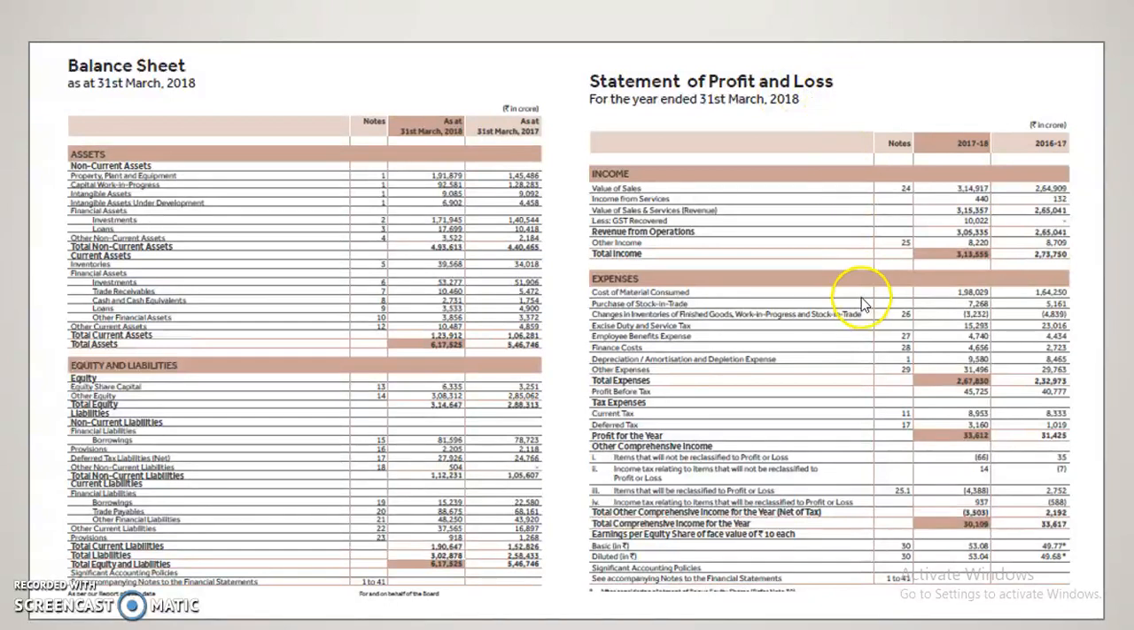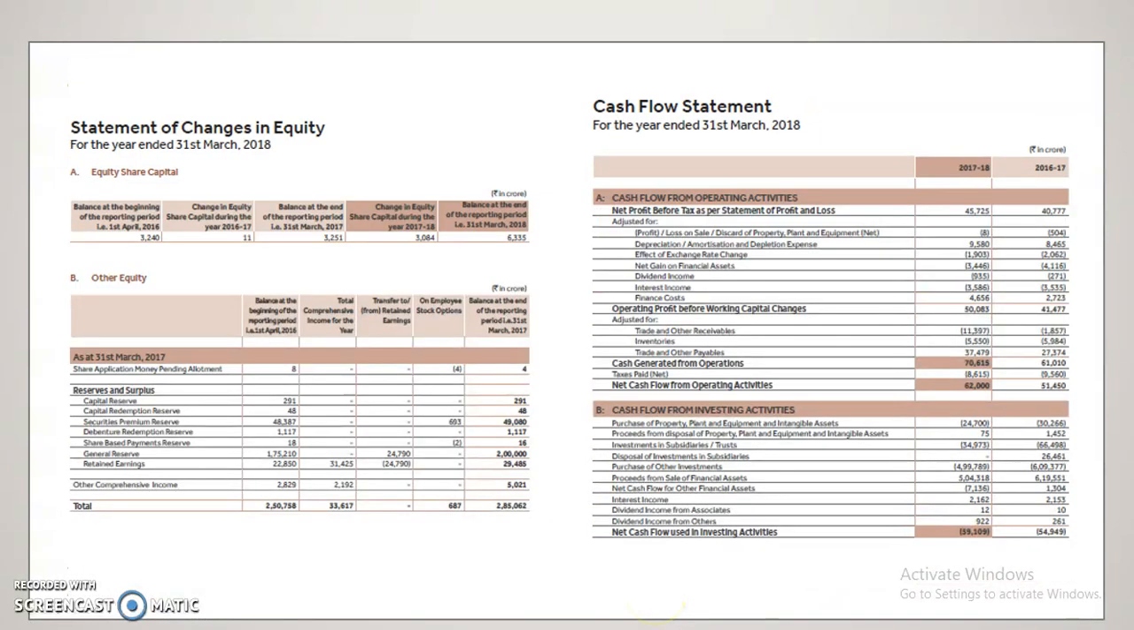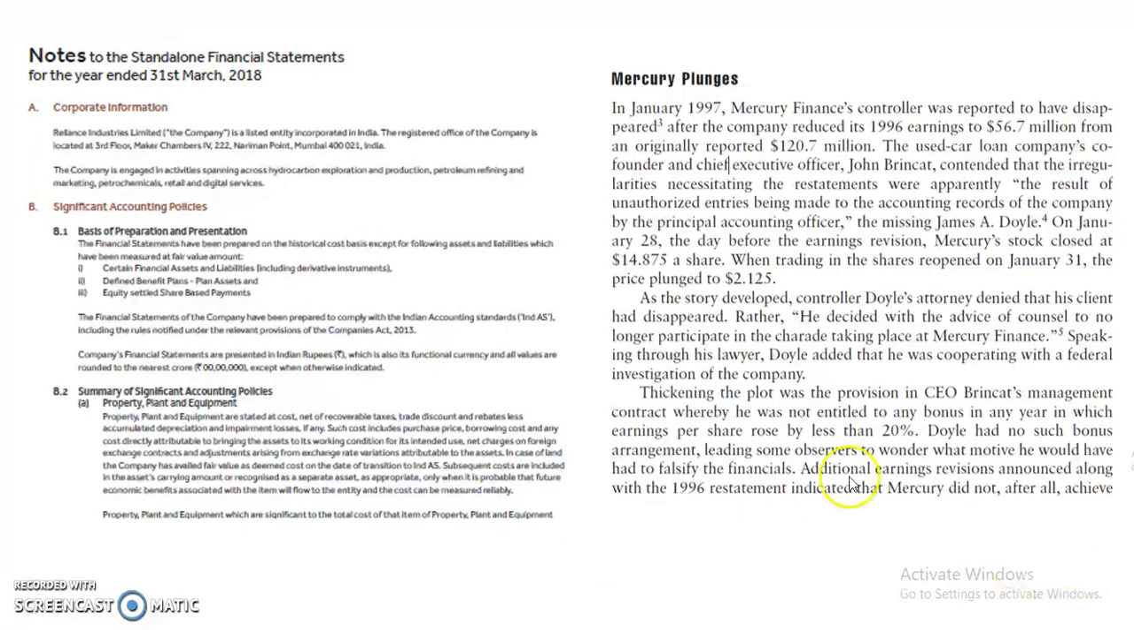Then you have the statement of profit and loss. It shows income, expenses, and then other comprehensive income. We'll be looking at these things in more detail in the coming videos. Statement of changes in equity. Then you have cash flow, and you will have the notes to the financial statements. And then there is a small note, it's not a complete note. We will be looking at that now.